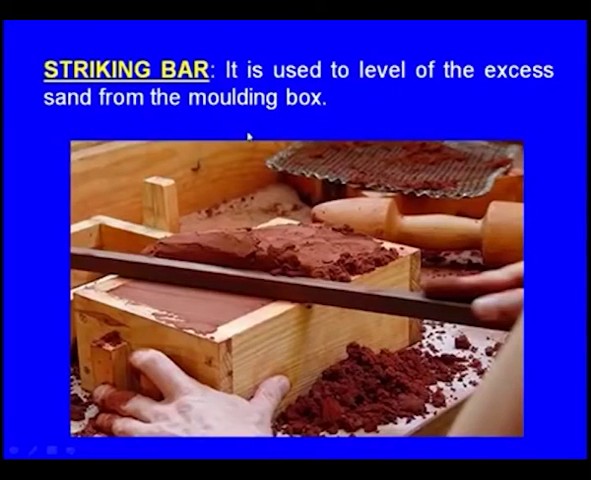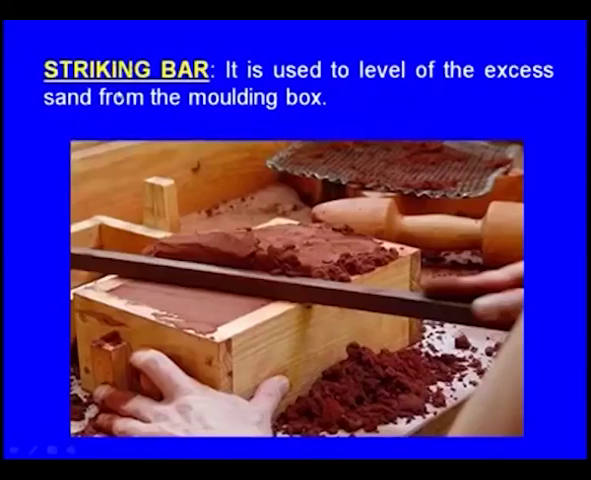Next one, striking bar. After we mold the sand above the pattern and inside the molding box, there will be excess sand above the molding box. This excess sand must be removed, it must be struck out. For that purpose we use the striking bar. Here we can see the striking bar and the excess sand above the molding box. This excess sand is removed using the striking bar. It is used to level off the excess sand from the molding box.